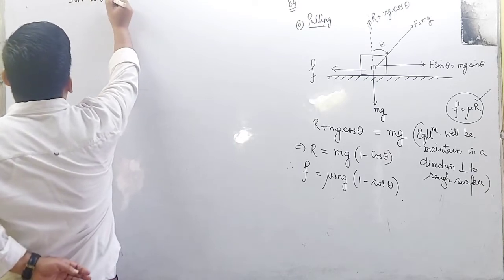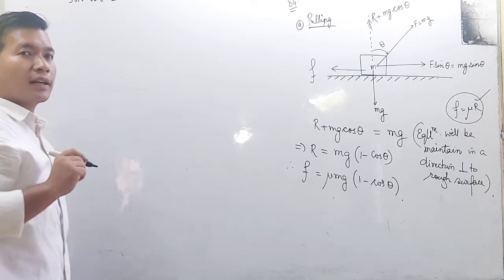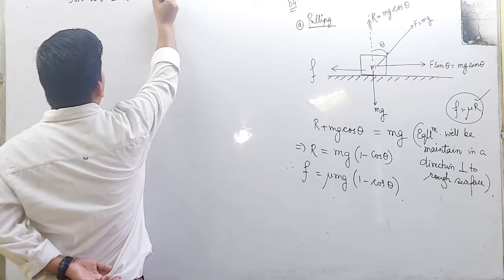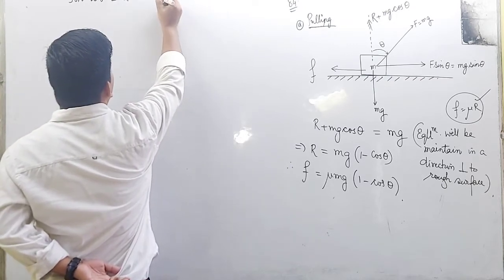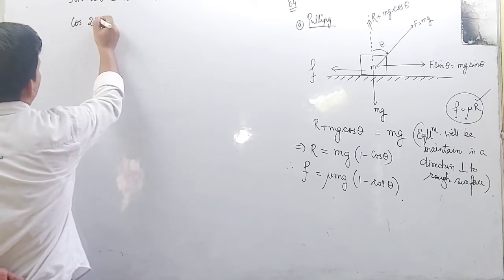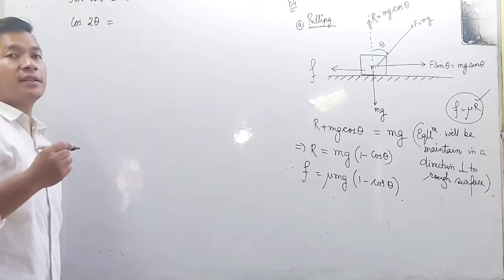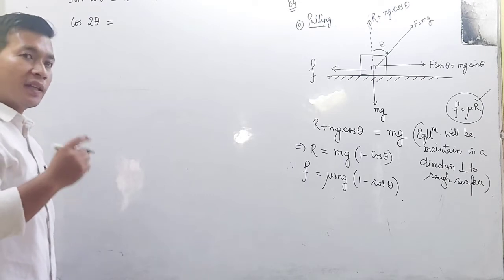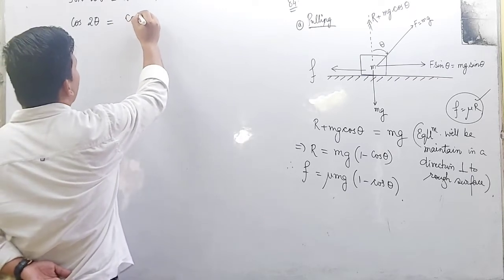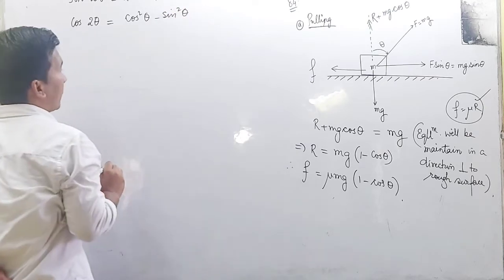Sin of 2 theta. We have already done this in your projectile chapter that I had taught: sin 2 theta is 2 sin of theta cos of theta. What about your cos of 2 theta? How to express 2 times the angle theta? It can be expressed as cos square theta minus sin square theta.